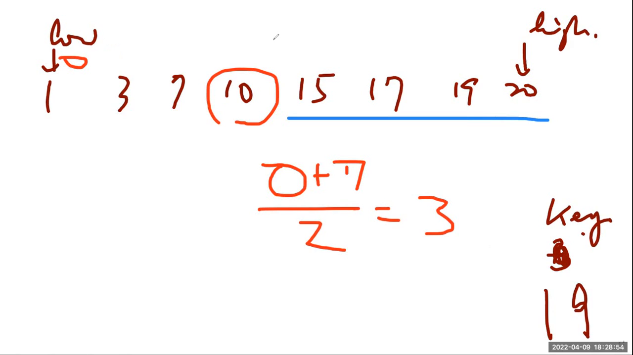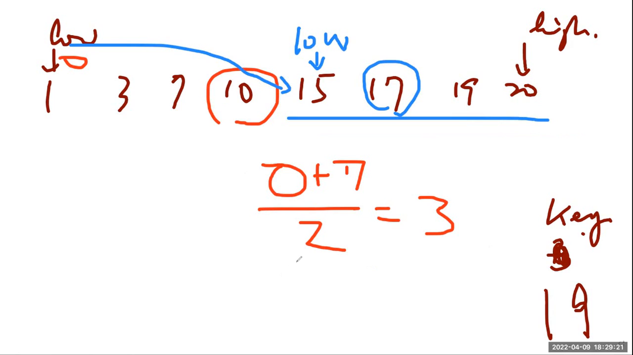So your low moves from here to here. Your low now is here, because you know that it is going to here. So your low value moves to the one bigger than 10. Then what is the next one you will search or compare? 17. How to determine it? By doing low plus high divided by 2 again.